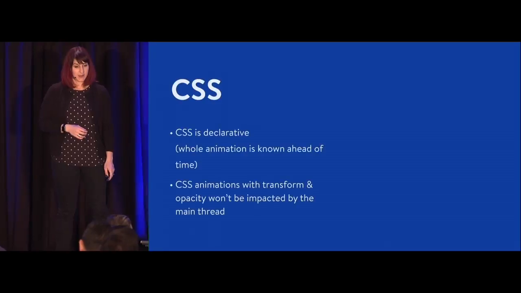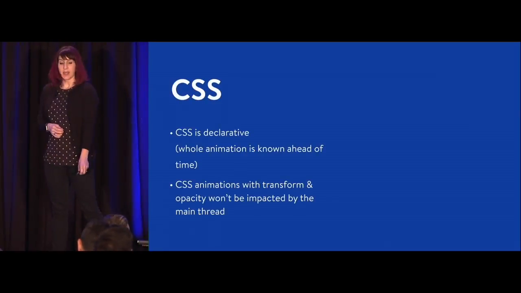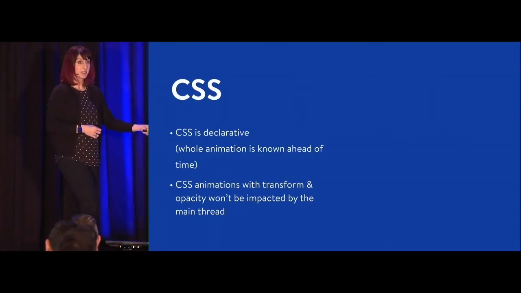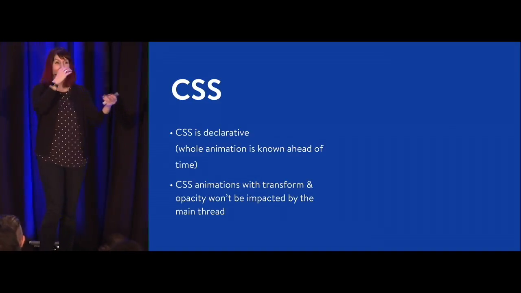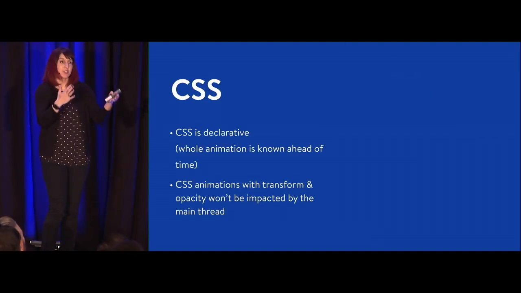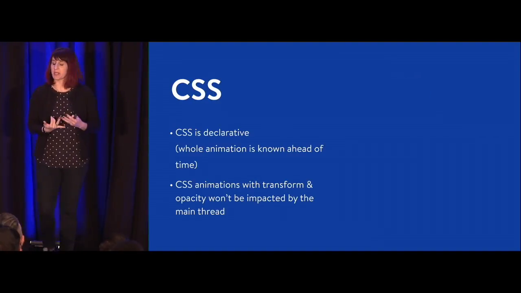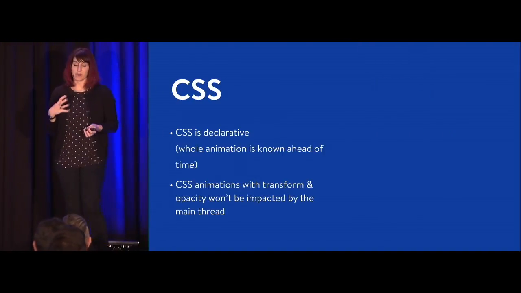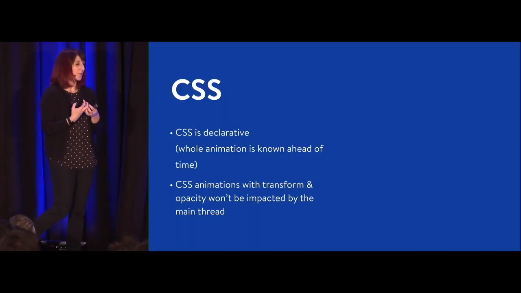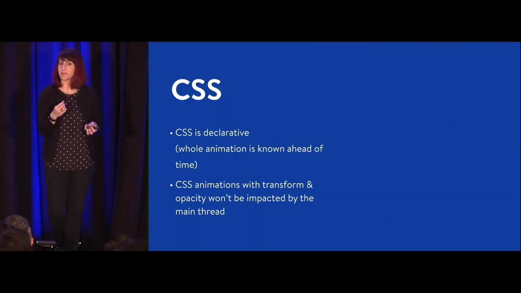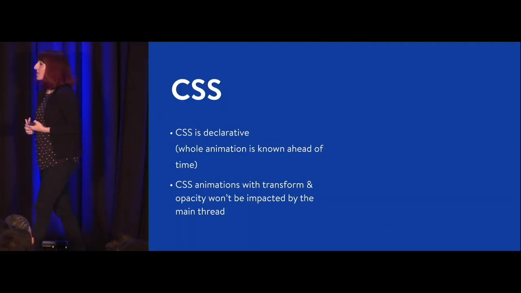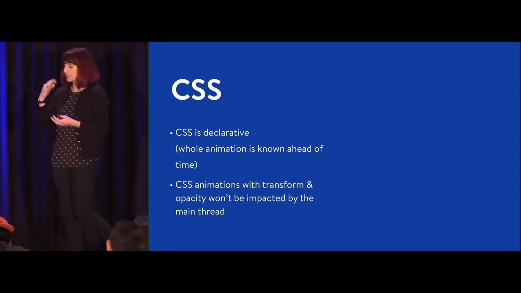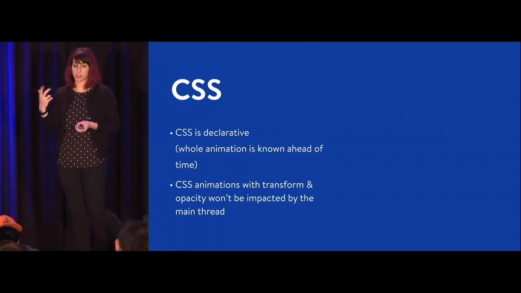So CSS, as we talked about a bit before, is declarative. Like the entire animation is known ahead of time. It's in your CSS. It's already there, and then it plays, essentially. Whether you're doing keyframes or transitions, that's essentially what happens. So that makes it declarative and means it can often be a little bit more performant, at least by default.